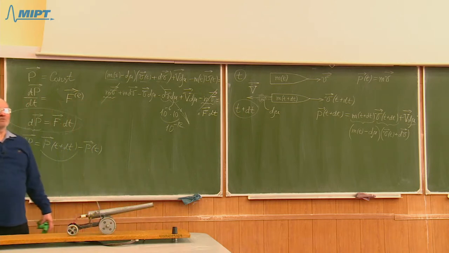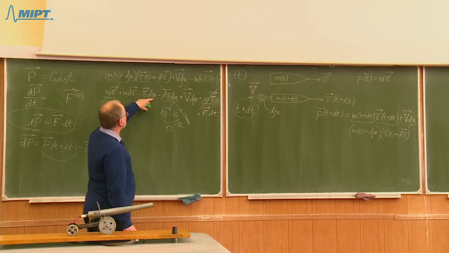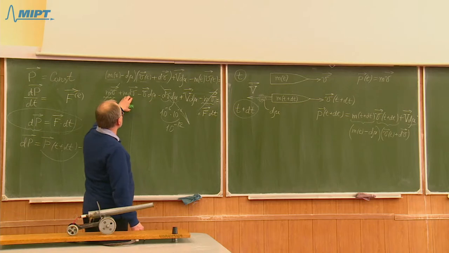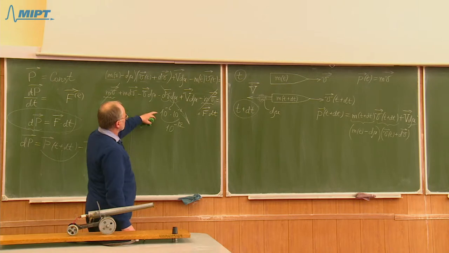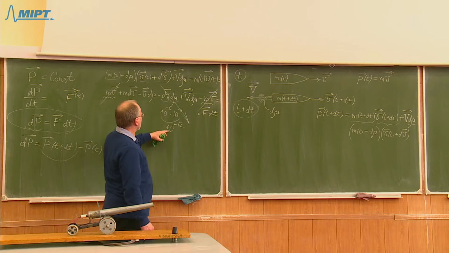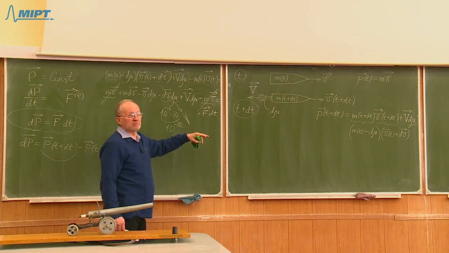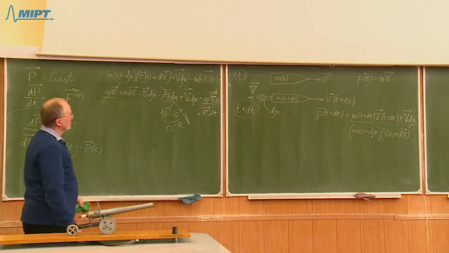It's negligibly small in comparison with other terms. Other terms are also small because we have a small amount of velocity dv and a small amount of fuel d mu. But these small quantities are of the order of magnitude, well, like 1 millionth, for example. And this term is of the order of magnitude 1 million times smaller than other terms. So we may neglect it.